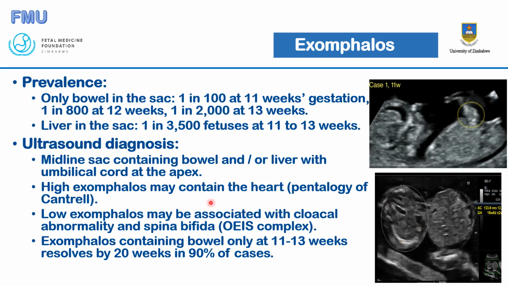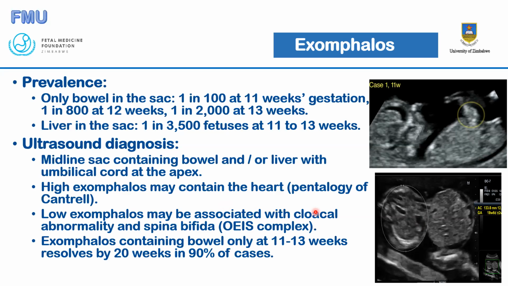If it contains the heart, this is where it becomes pentalogy of Cantrell. That means if the anterior abdominal wall defect is extending upwards, it becomes a pentalogy of Cantrell. Then if it is going downwards, where it will cause cloacal abnormality and also spina bifida, it becomes part of the OEIS complex or cloacal exstrophy condition.